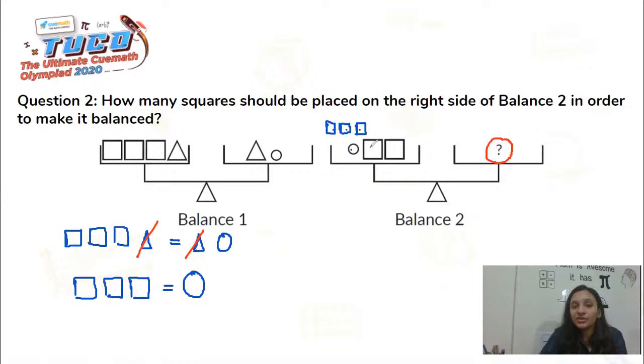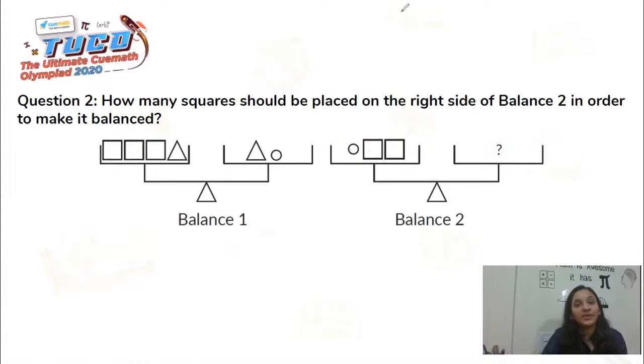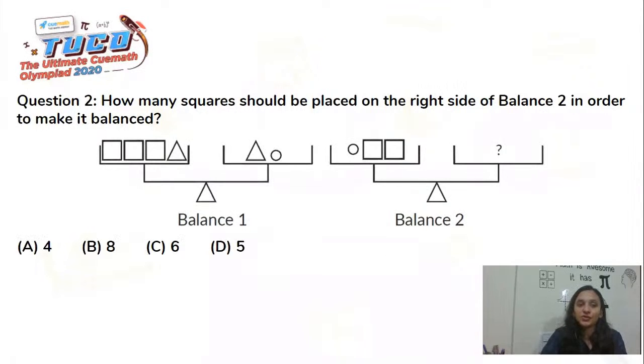So 1, 2, 3, 4, 5. Now to balance 5 squares, you must have 5 squares here as well, so that the balance is parallel to the ground and is not moving up or down. So the correct answer to this question would be 5. And let's see if we do have that in the options here. The options that we had were 4, 8, 6 and 5, and yes, the correct answer to this question is option D, which is 5.